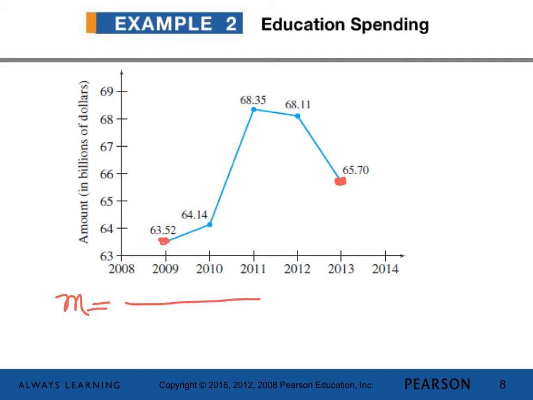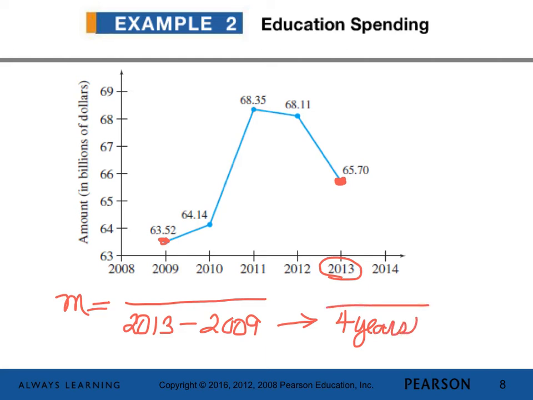Since your x values always go on the bottom, we're always going to begin with the last point, the one that's furthest from 0. So that's going to be 2013. In 2013, from 2009, what has passed is 4 years. And our spending has changed. It has actually increased to 65.70 from 63.52.